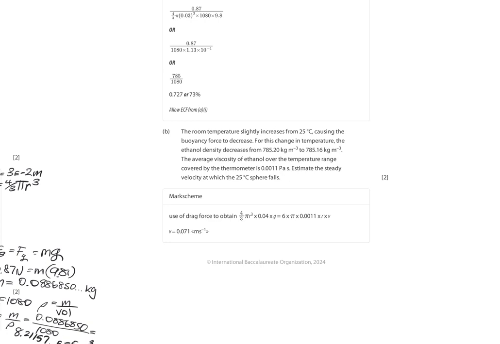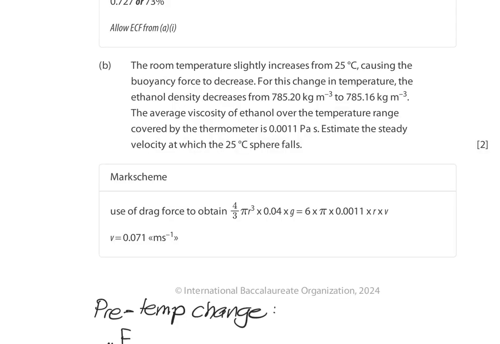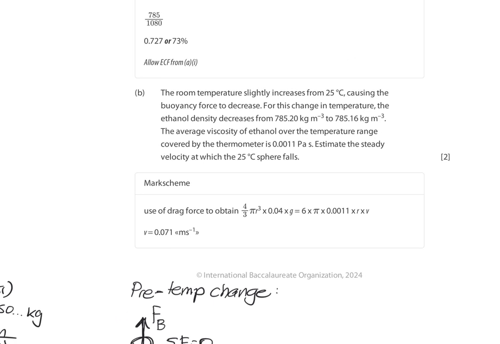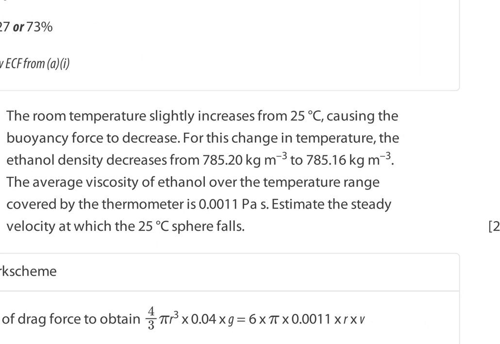So if it's moving now, we're going to use the drag force. B is a little tricky in terms of how you approach it. Especially it says use of drag force to get 4/3 pi r cubed, which is volume. So that's the buoyant force, times 0.04, which is kind of a mystery, which I'll get to, times g, equals drag force, 6 pi times the viscosity times r times v, and you get 0.071 meters per second. The 0.04 is the difference in the density.